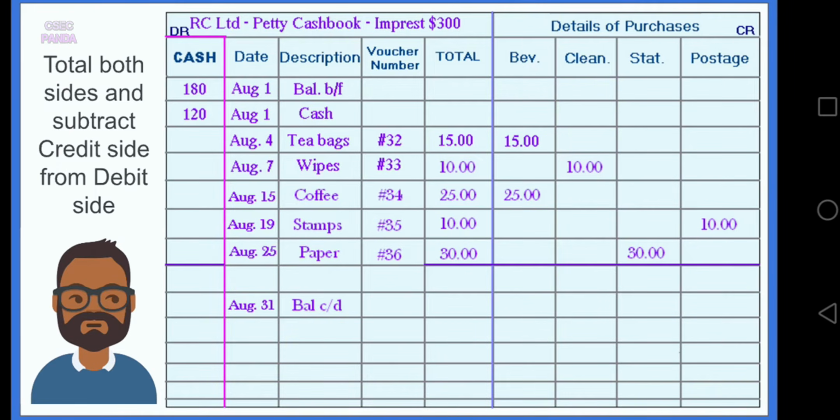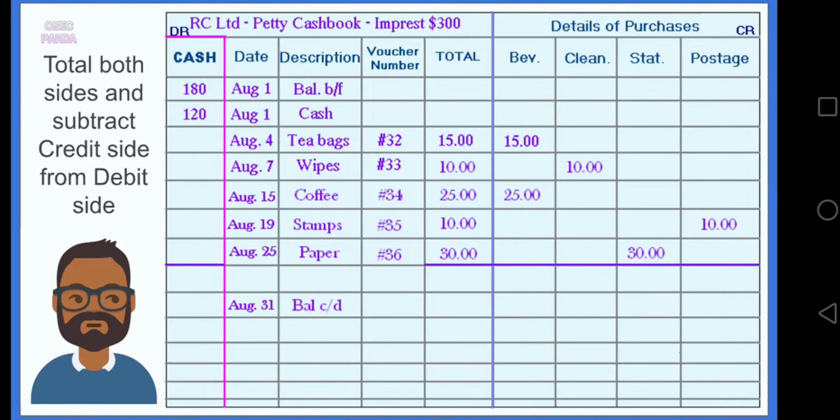Alright, so let's just say that these transactions happened for the month. So you see that they all have their date listed. They have the description of what they were. They have the voucher number. The voucher, that is the document, you remember, that was filled out to request the money. They have the total, which is the amount of money that the voucher was for or that the person took out of the petty cash fund, right?